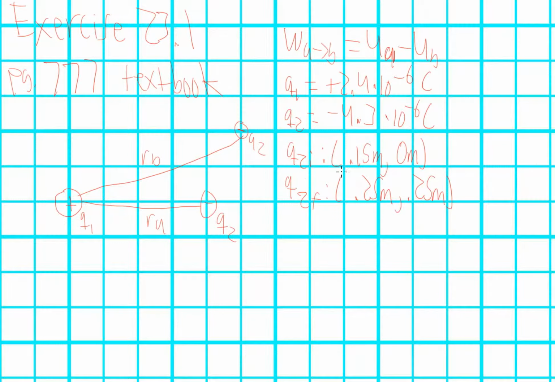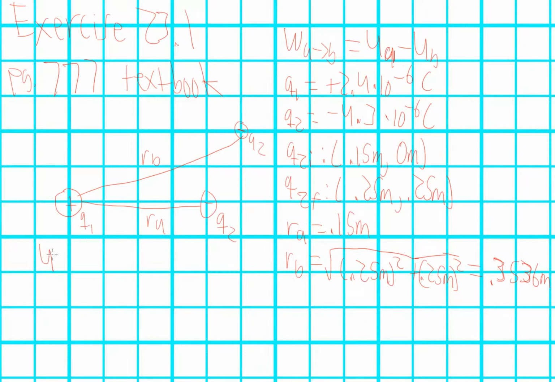Okay, so R of A is going to be pretty simple. It's just 0.15 meters. And then R of B is going to be equal to the square root of the sum of the squares of both of these. So it's just 0.25 meters squared plus 0.25 meters squared. Okay, and we're going to find that this is equal to 0.3536 meters. Okay, so now we're going to look at the potential energy at A and B.